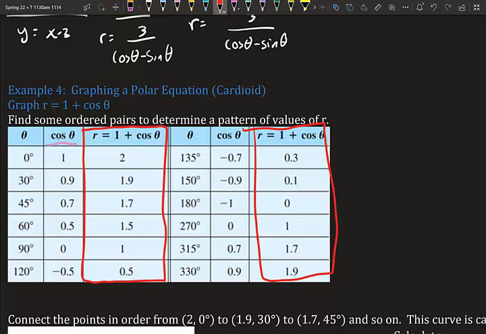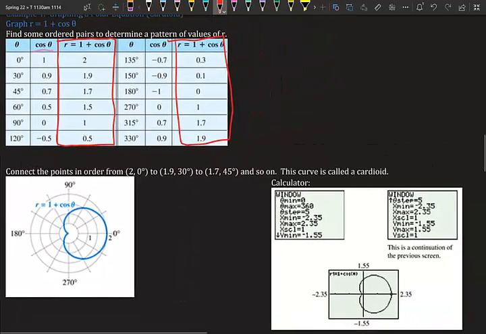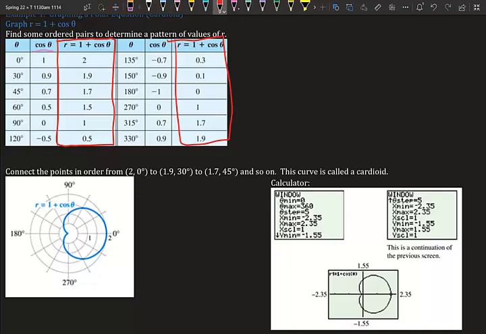So if you wanted to do 1 plus cosine theta, it equals 2, 1.9, 1.7, 1.5, 1 for 90, 0.5 for 120, and so on. So you connect all the points, and this is the graph you get. If you were to graph 1 plus cosine theta, this is what it looks like.